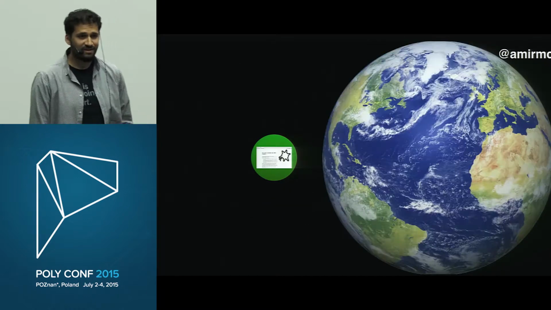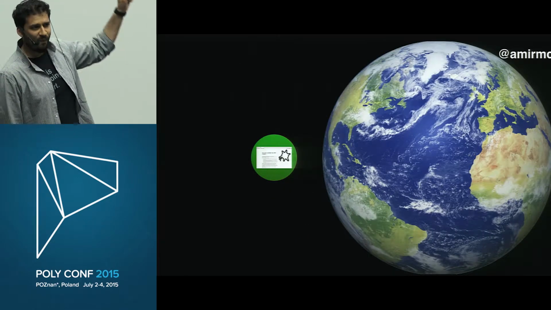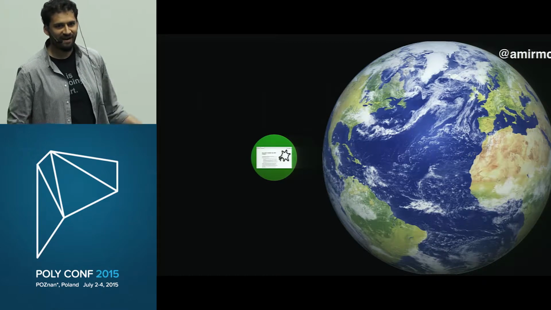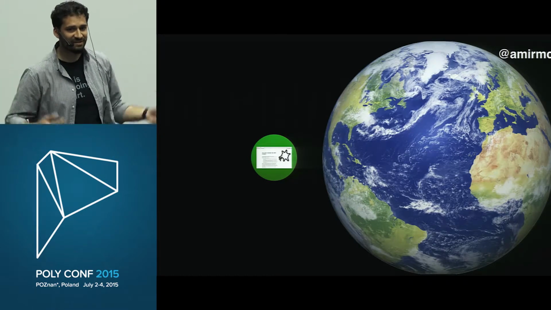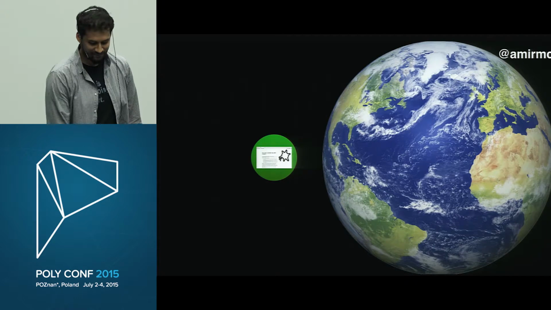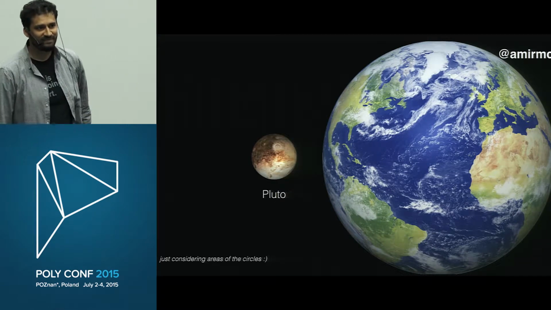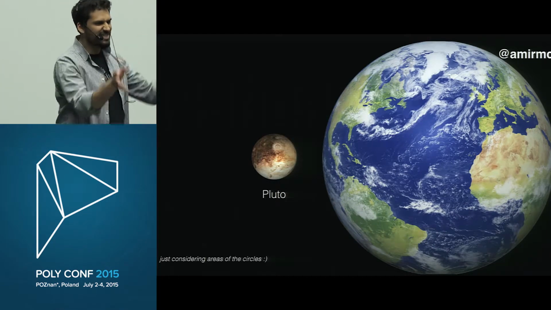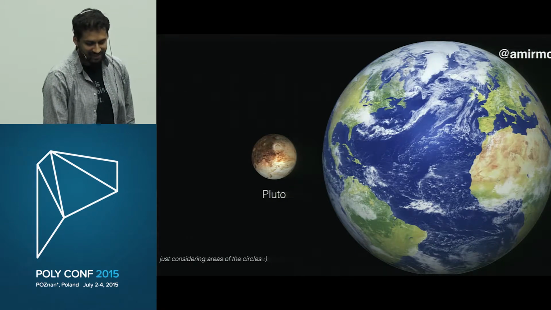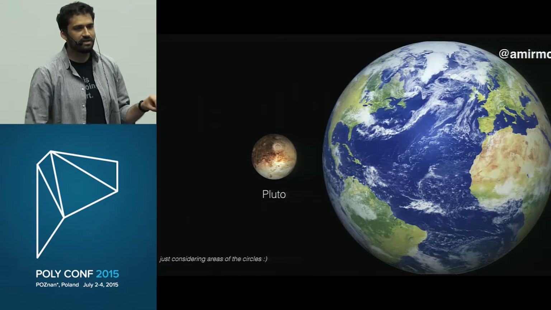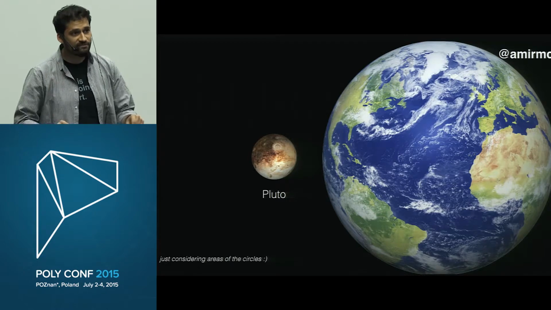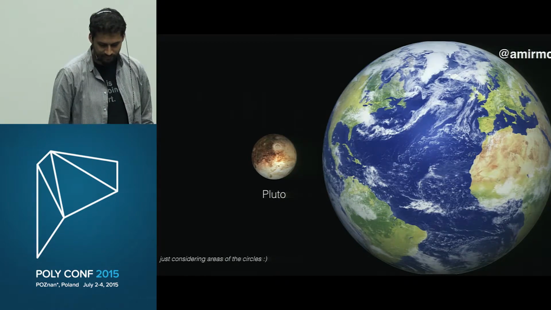And just for fun, if that was planet Earth, what would this other one be? It's Pluto. And I'm kind of cheating a bit because I'm just considering the area of the circle there. But that's an example of how much smaller these things are than the traditional stacks that we're using today, but with the same functionality. That's important.